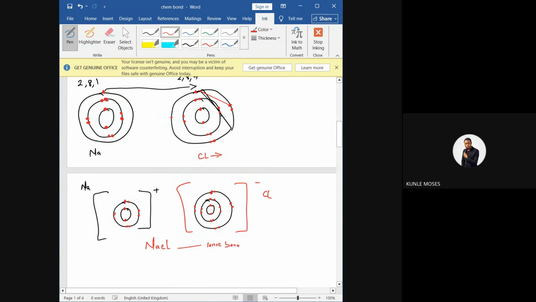Do we all get it? So it is very simple. In ionic bond, it is just a metal and a non-metal. That is, there must be a transfer of electron from the metal to the non-metal. The metal does not need anything again, does not need anything again at all.